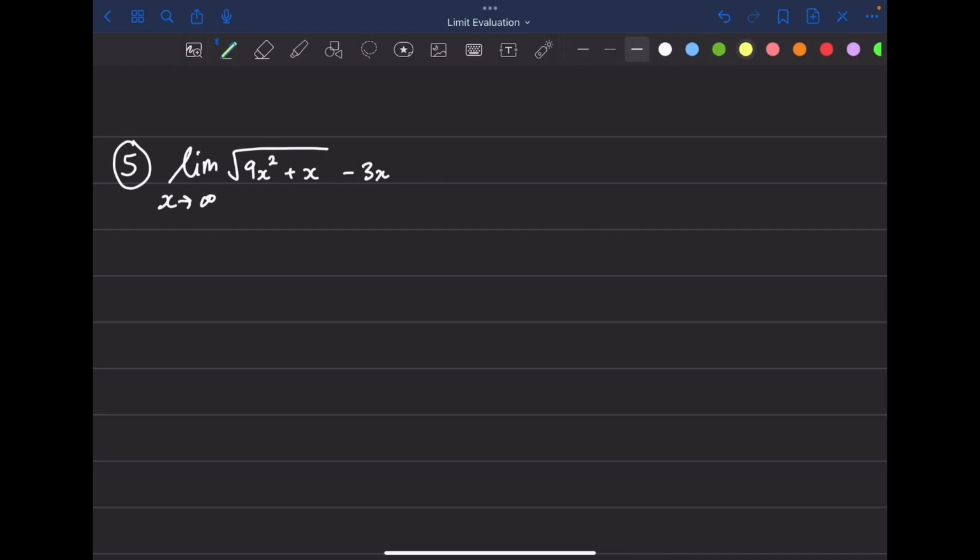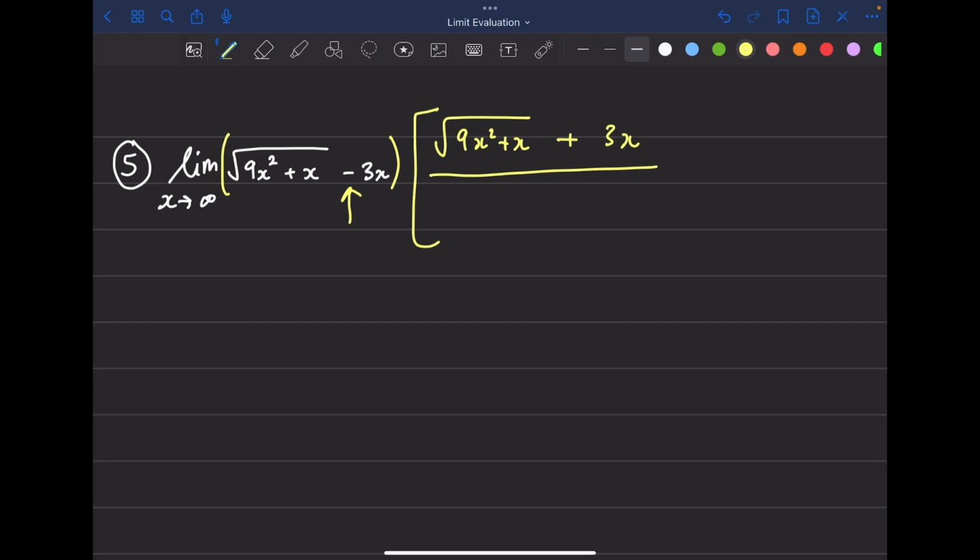So usually, the other way of solving any square root involved questions is rationalizing it. So what this would mean is multiplying this entire thing by square root of 9x squared plus x plus 3x. Once again, this is what rationalizing is. You multiply by the conjugate. And then this will be over the same thing, so square root of 9x squared plus x plus 3x.